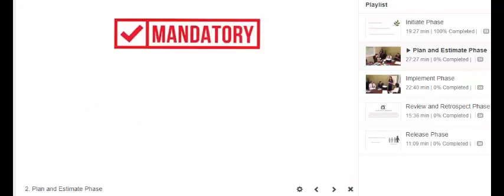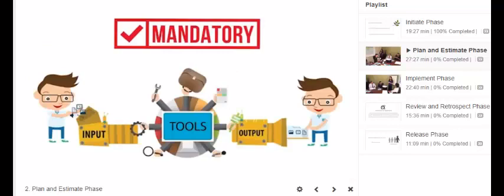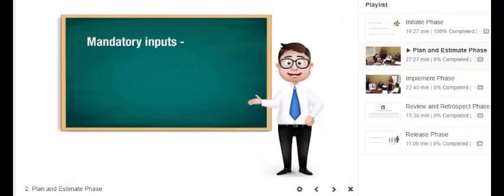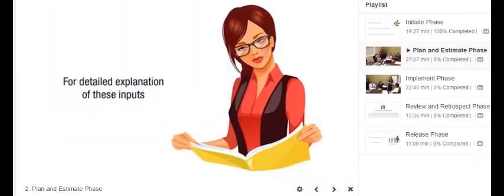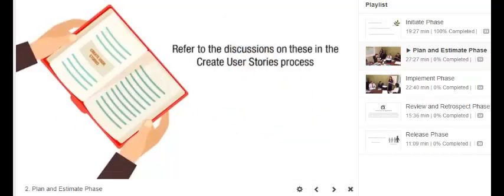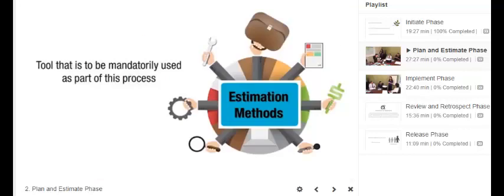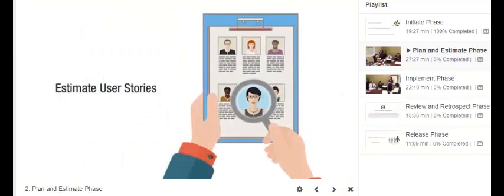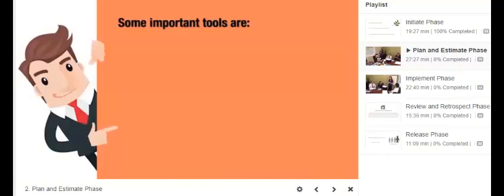Now let's look at the mandatory inputs, tools, and outputs of the Estimate and Commit User Stories process. The mandatory inputs are Scrum Core Team and user stories. For a detailed explanation of these inputs, please refer to the discussions on these in the Create User Stories process. The tool that is to be mandatorily used as part of this process is estimation methods. Numerous estimation methods can be used as tools to estimate user stories. Some important tools are, let's begin with Wideband Delphi.